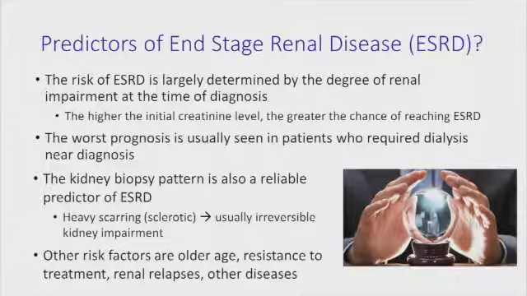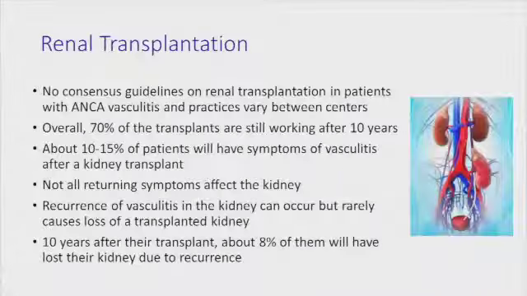There are other risk factors for end-stage renal disease, and they include older age, resistance to treatment, frequent renal relapses, and also the coexistence of other diseases that can affect the kidneys, such as diabetes or high blood pressure, that on themselves can also affect the kidneys. So these patients probably may have a worse prognosis. None of this is 100% sure, and as I always say, we really don't have a crystal ball. It's very personalized, and it depends on every patient, but we try to have some clues.